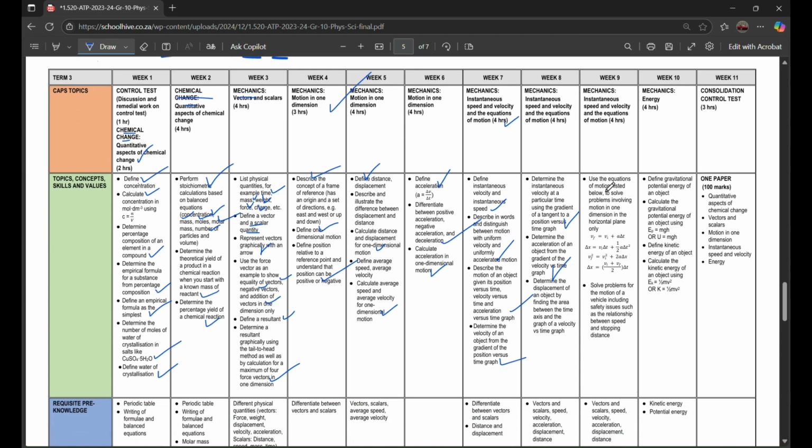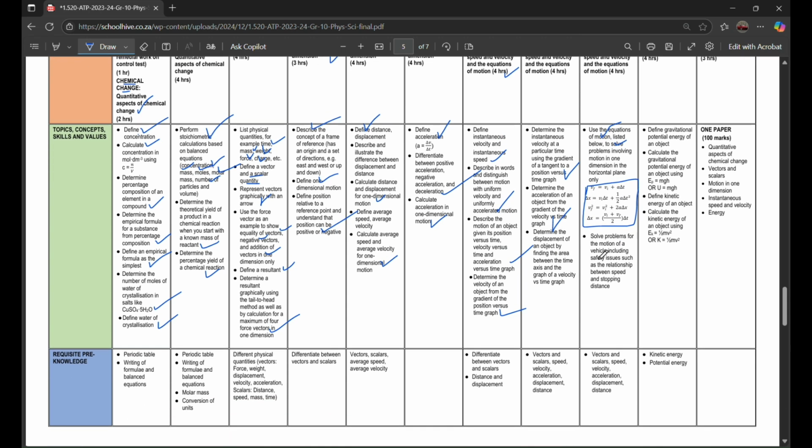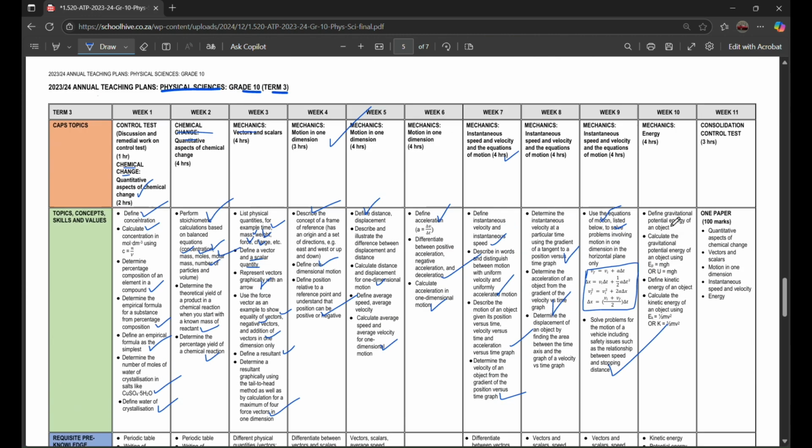Within week 9, you'll learn the following: use the equations of motion listed below to solve problems involving motion in one dimension in the horizontal plane only. These are the equations that you're going to be using. Solve problems for the motion of vehicles, including safety issues such as the relationship between speed and stopping distance.